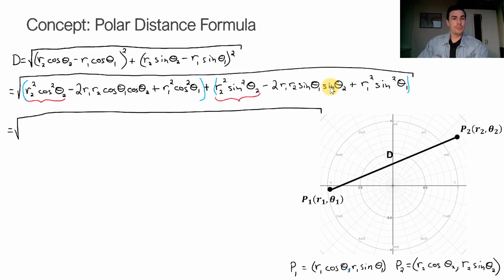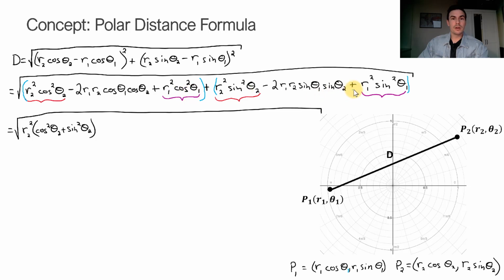So if I go ahead and group these two terms here, hopefully you notice that they both have a cosine squared theta 2 and sine squared theta 2. Now I want to group those because if I were to factor out R2 squared, then I have cosine squared theta plus sine squared theta. So that's great. We can use that to start simplifying.